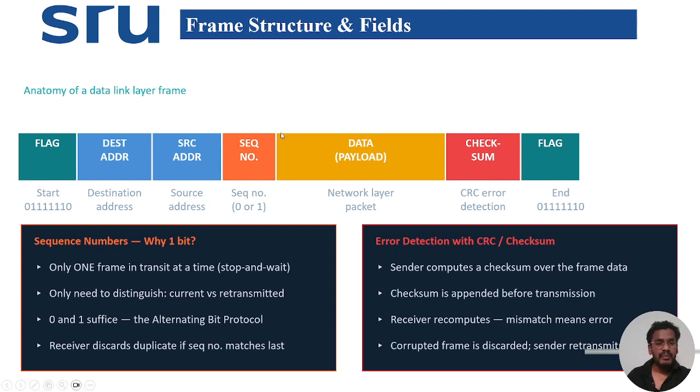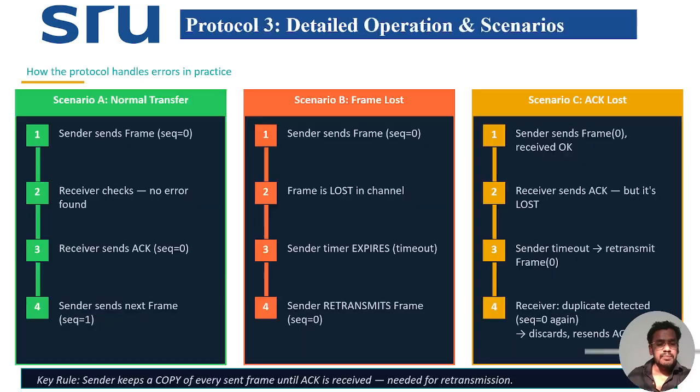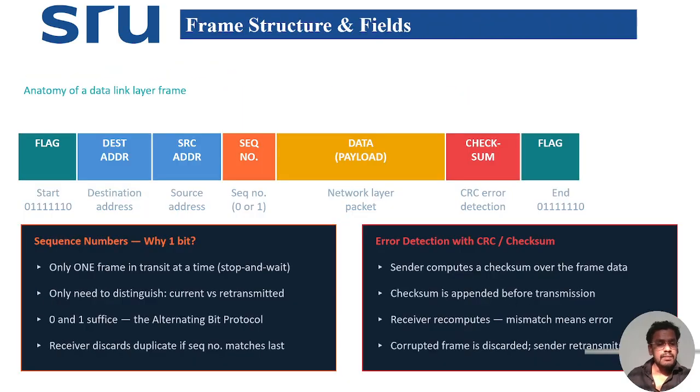Then the sequence number, used in the stop and wait ARQ protocol, so only one frame is sent at a time. Sequence numbers are usually 0 or 1. Why one bit? Only one bit is needed to identify the current frame versus the retransmitted frame. Then the data payload contains the actual message data coming from the network layer.